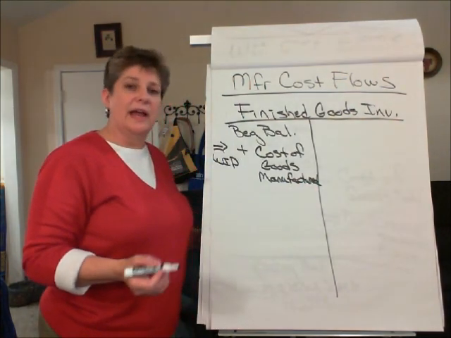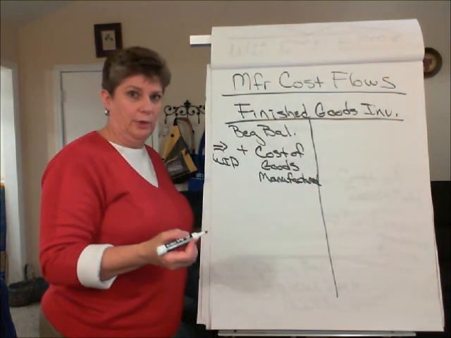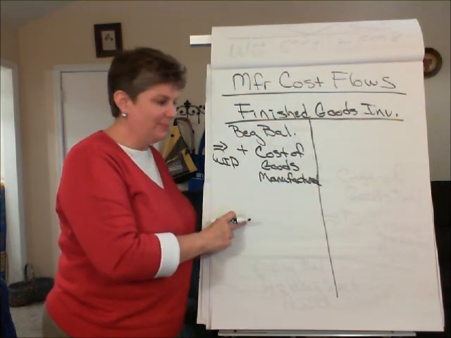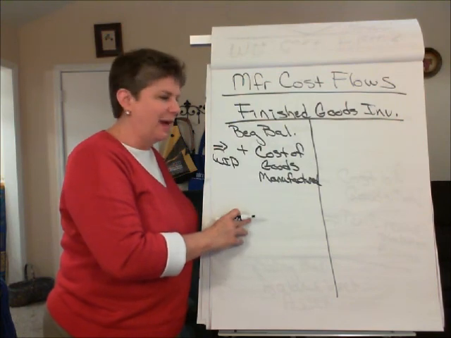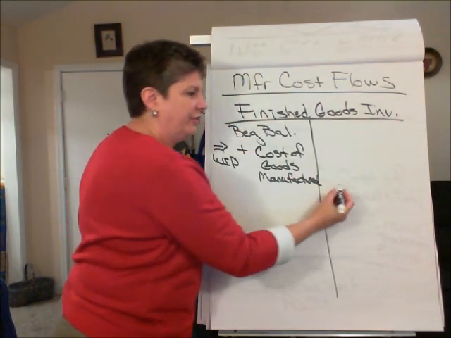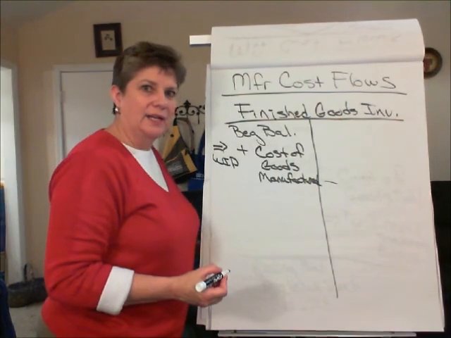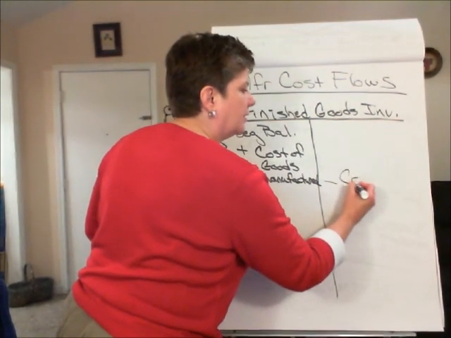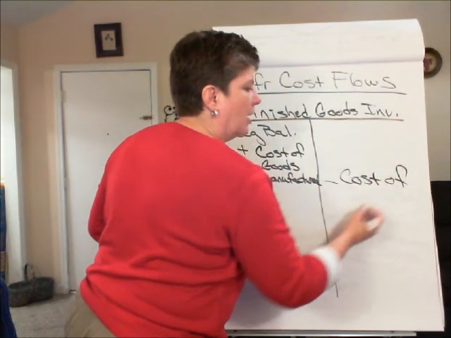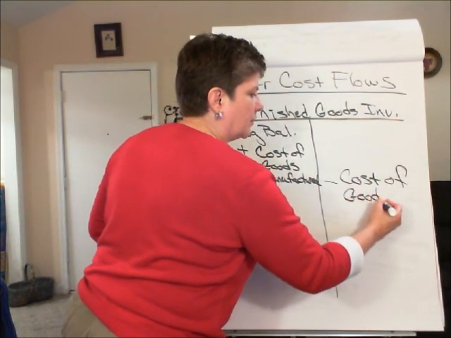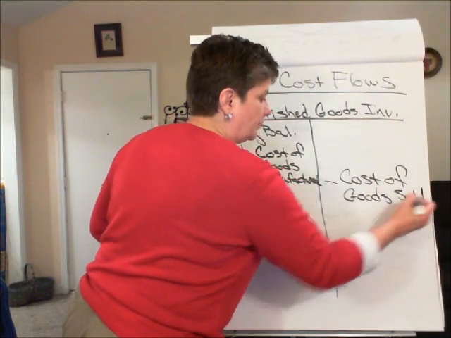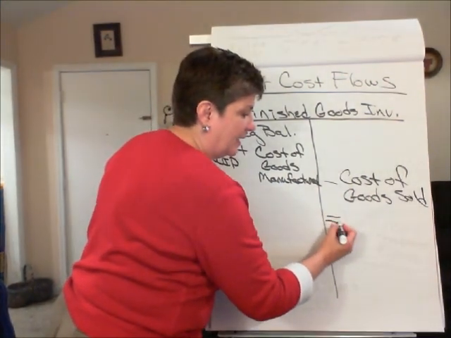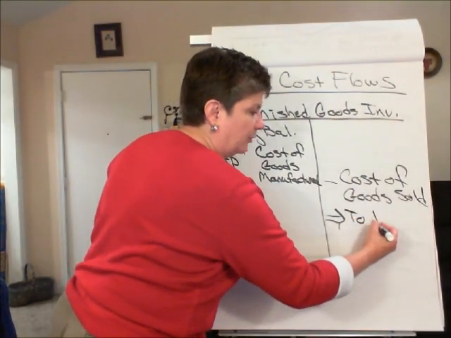Now, the next thing that happens in the cost flow is that the product is actually sold to the customer. And when that happens, the cost of that product comes out of finished goods inventory and is recorded as an income statement expense, cost of goods sold. So again, cost of goods sold is an income statement account.